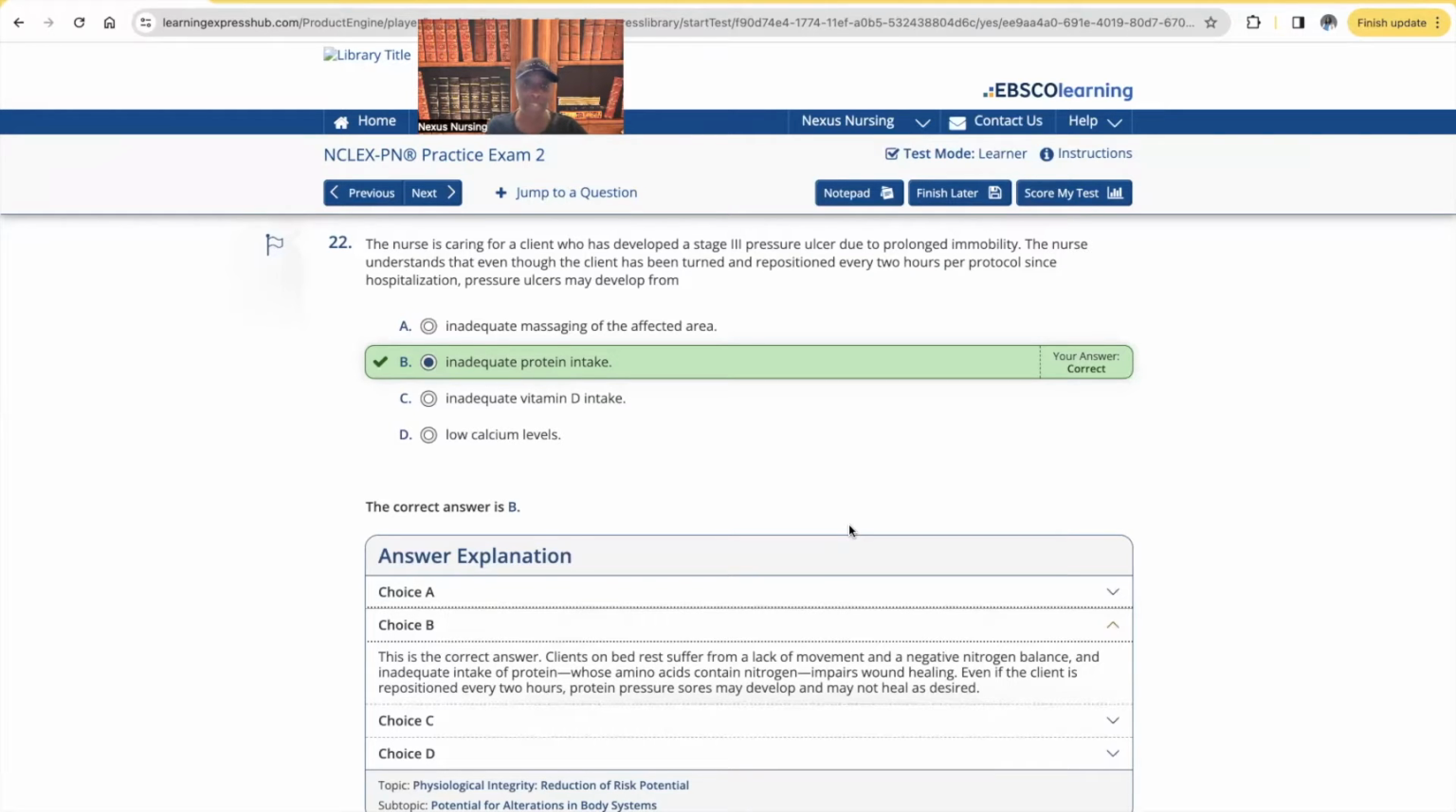C, inadequate vitamin D intake, and D, low calcium level. So let's talk about C and D together. Calcium is good for bone strength, right? Calcium makes the bone strong. Well, you can't absorb calcium without vitamin D. You need vitamin D for the absorption of calcium. But again, when we're talking about calcium and vitamin D, we're talking about bones, bone strength. This is not what's happening with the patient. The patient has a pressure ulcer. And so when it comes to pressure ulcers, I want you to think of wound, and the correct answer would be protein, because again, protein helps with wound healing.